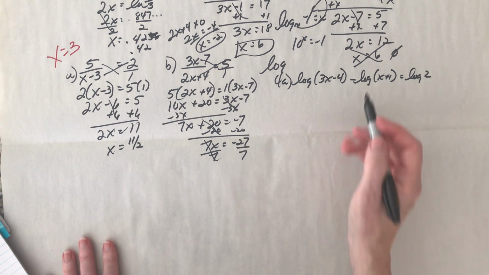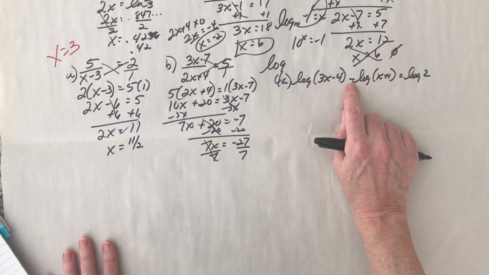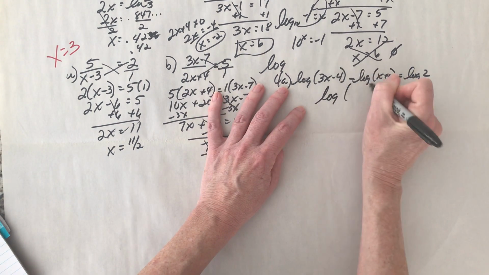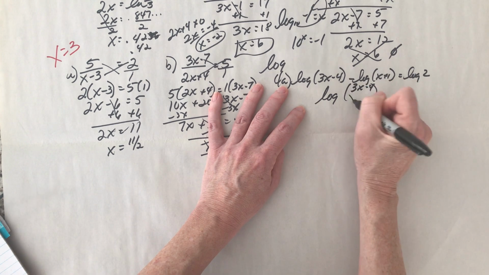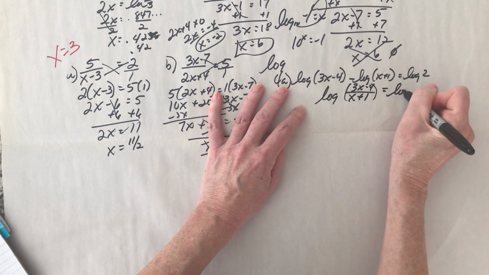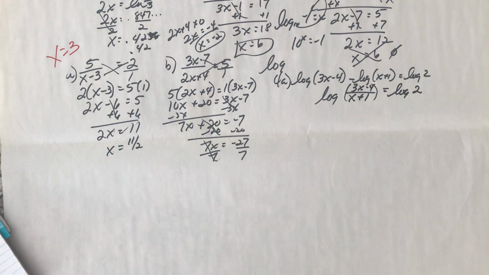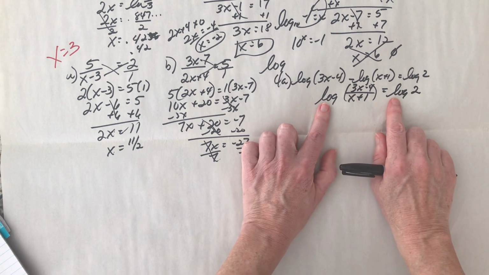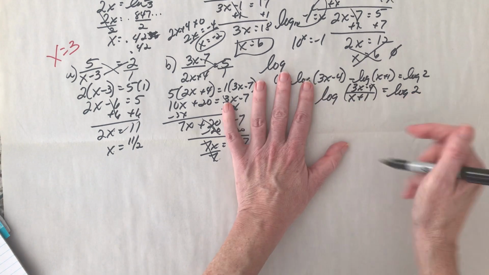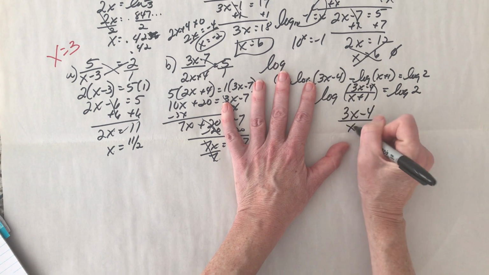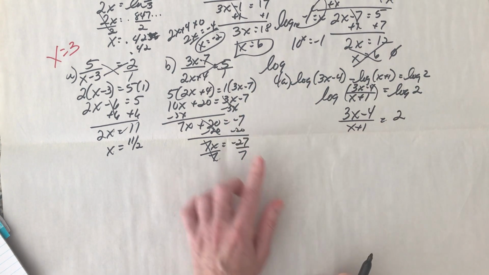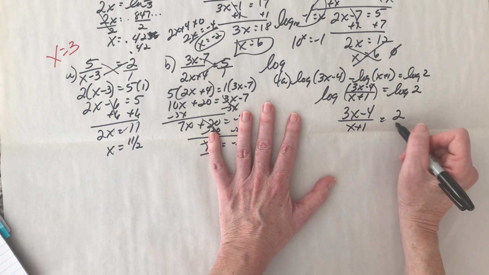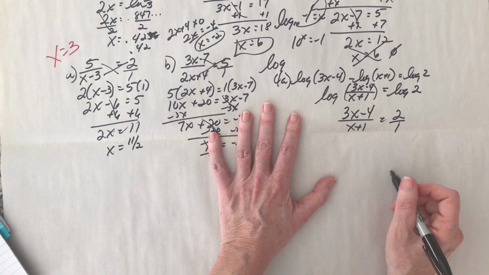So what we are going to need to do is use the property from the previous section that had us dividing when we had a subtraction problem. So this becomes the log of 3x minus 4 over x plus 1 equals the common log of 2. So now we've got a common log equal to a common log, and we're able to set these two pieces equal to each other. So 3x minus 4 over x plus 1 equals 2. That's why we did the previous two Are You Readies, so that now you know to solve for x, put that over 1 and do some cross multiplying.